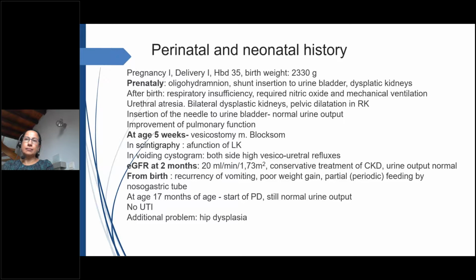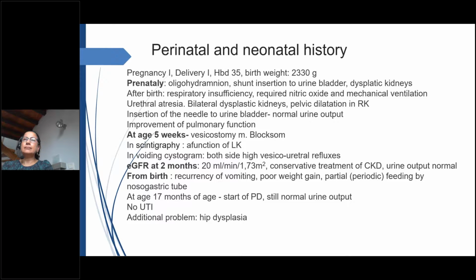were found. After birth, he was in quite severe condition. He had respiratory insufficiency, required nitric oxide and mechanical ventilation. And what was confirmed was that he had urethral atresia and bilateral dysplastic kidneys, and also one pelvis was dilated in the right kidney.